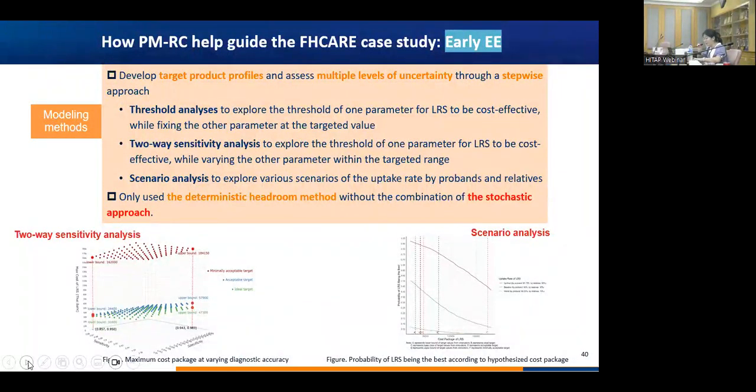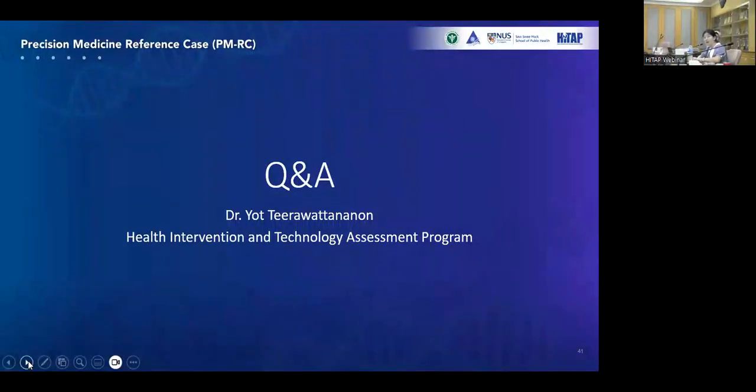For modeling to determine the target product profiles, we only consider the headroom method. The statistical method was not incorporated because our model is too complex. Yes, that's it.